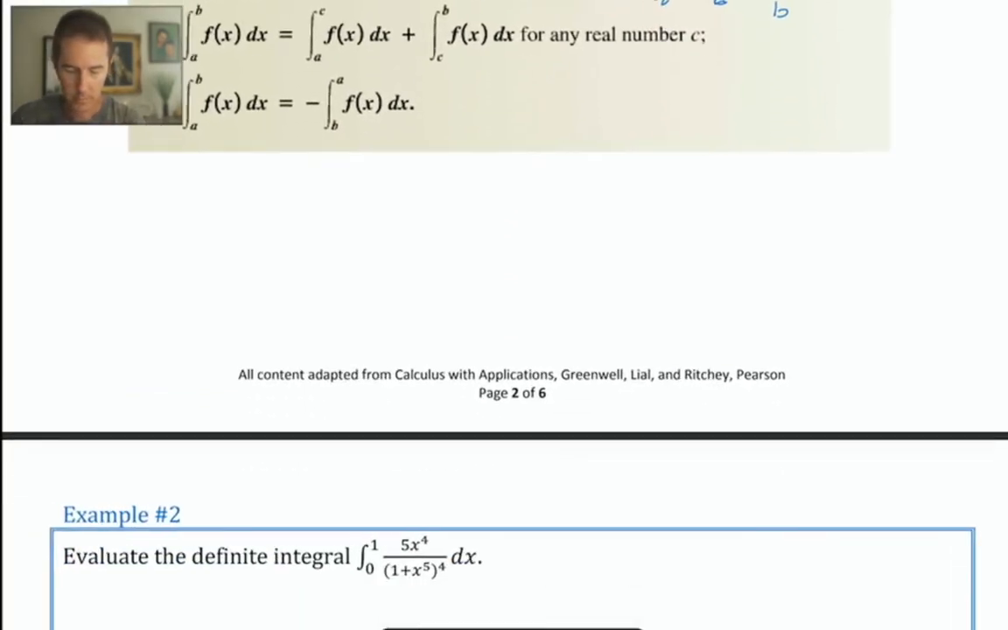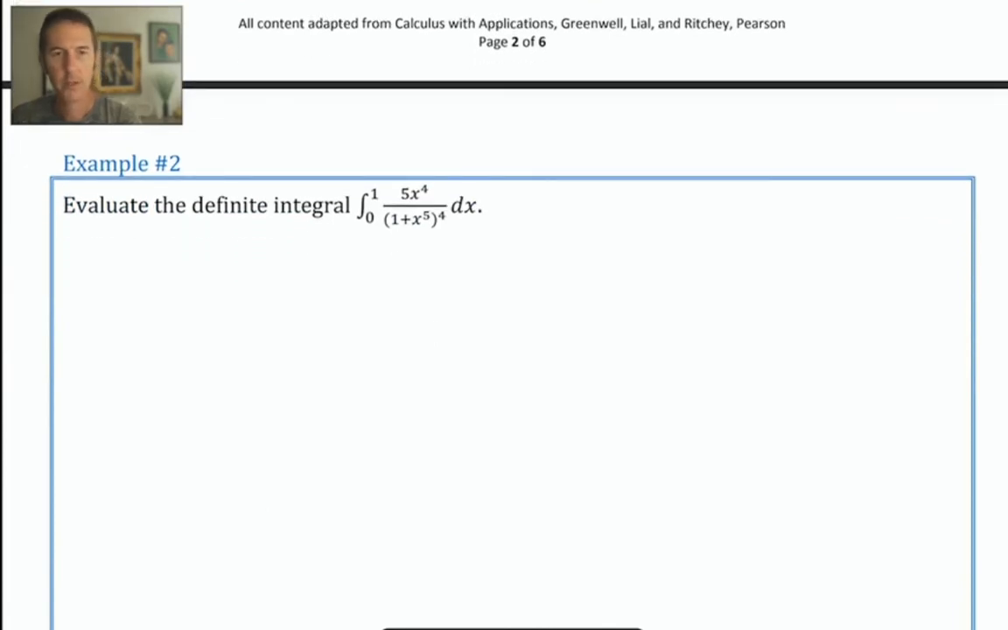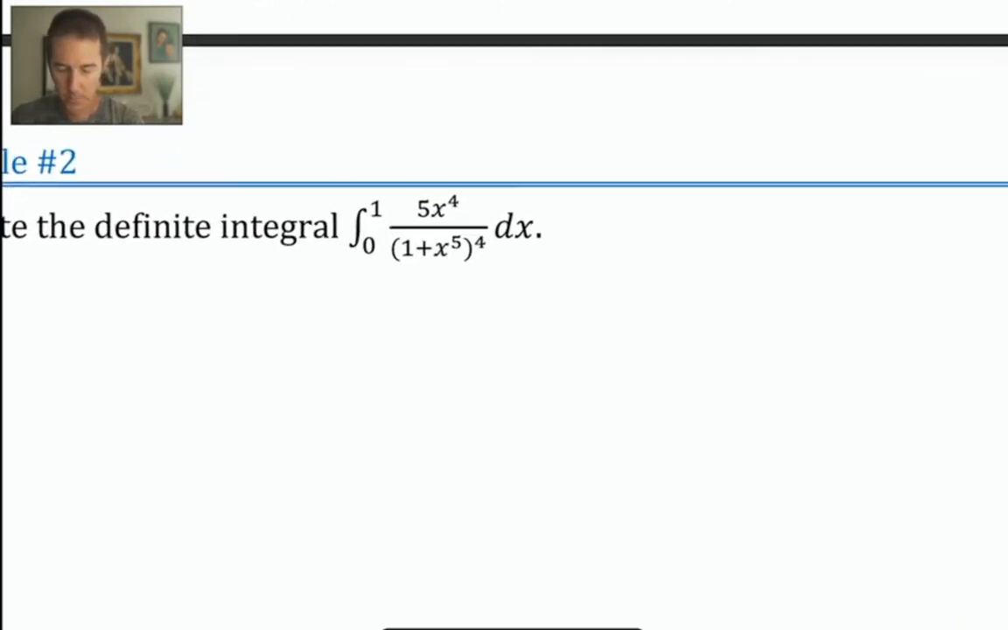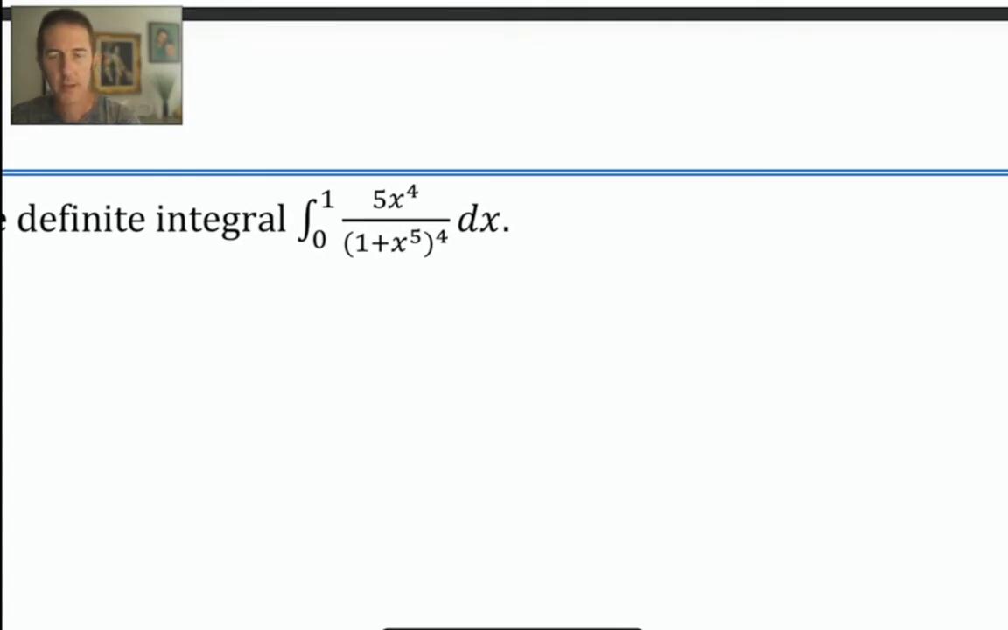All right. Example number 2. Let's evaluate this definite integral. If you're not very good with finding your antiderivatives, this one's going to be a little bit tricky. I noticed that the stuff in parentheses in the denominator, if I take the derivative of it, I get precisely the stuff that's in the numerator. So I'm going to use u substitution here.